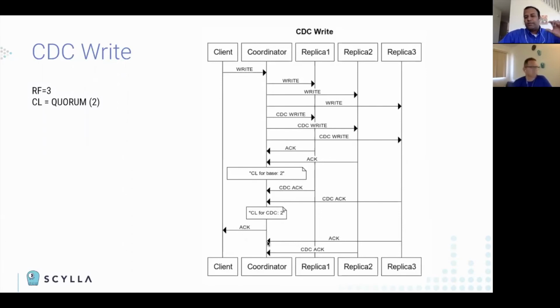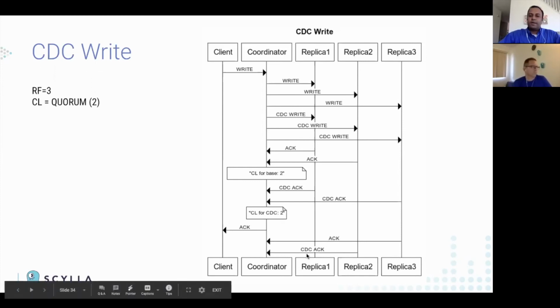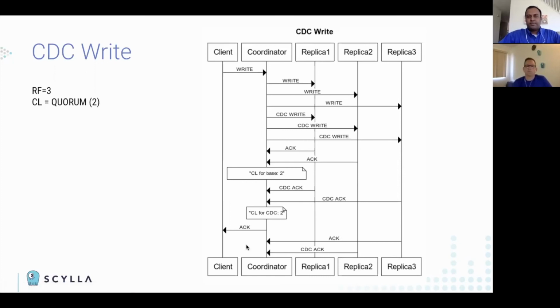So there's a fair amount of overhead because of these extra acknowledgements which are needed from 2 other replicas, and we've benchmarked this. I'll share the benchmark results as well. Eventually you get an ACK for the 3rd replica as well as the 3rd replica of the CDC log, but the client doesn't wait for it because it's an eventually consistent system.